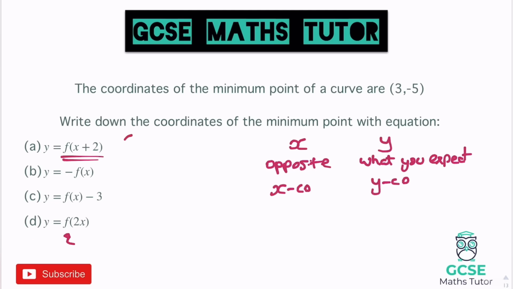So that's going to mean it's going to be not 3, but 1. So 1 minus 5. There you go. Does the opposite of what you'd expect. We take away 2 from the x coordinate.